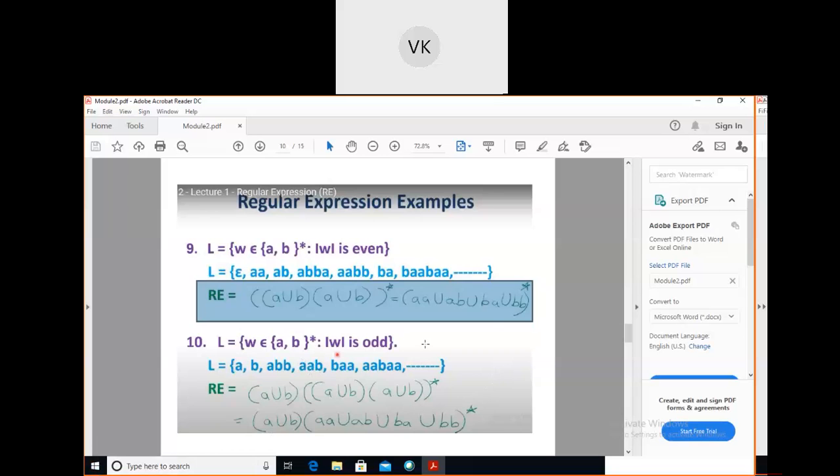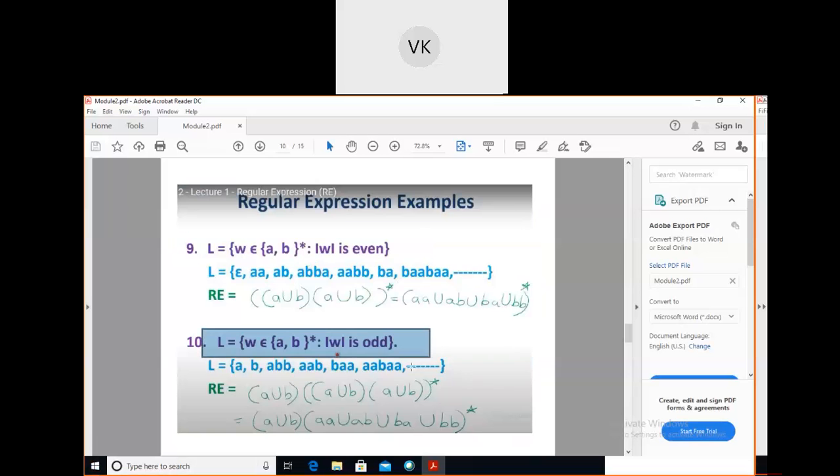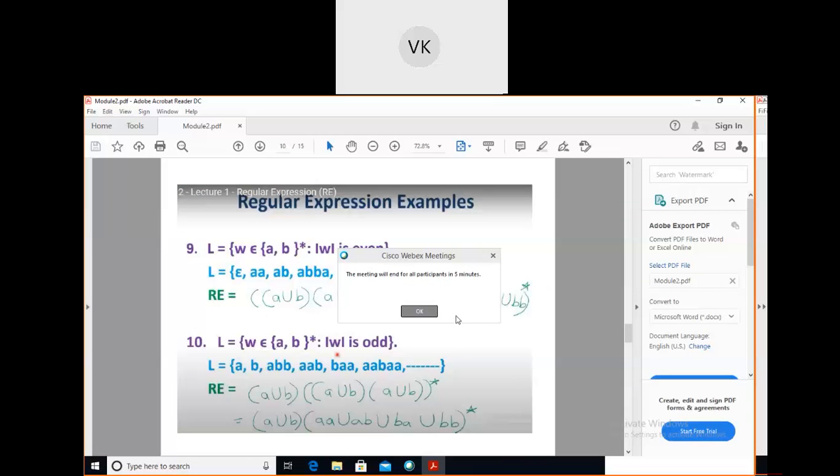And the next example, you see here the same. This was for even, this is for odd. I am going to end this session in 5 minutes. I am just going to complete this 10th example.